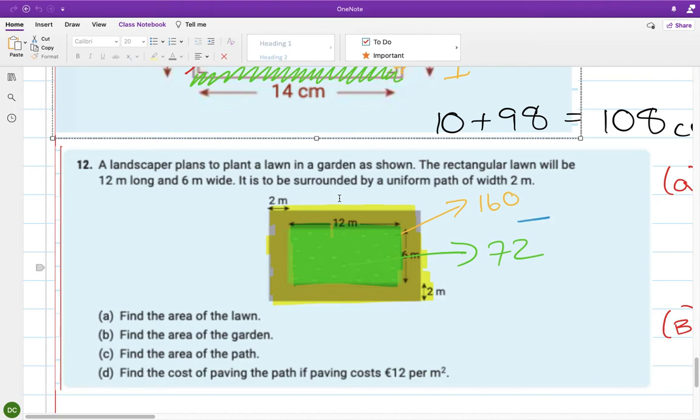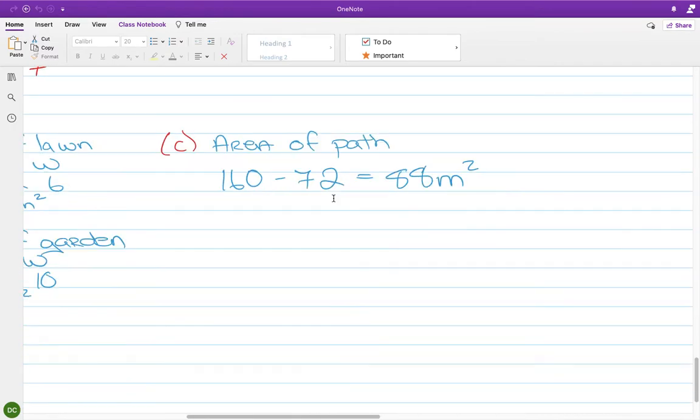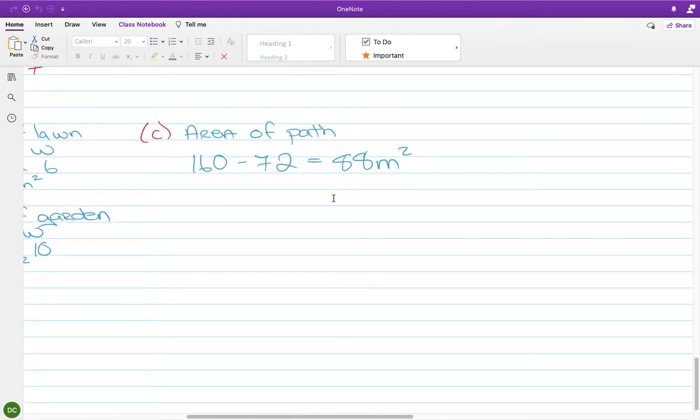So you have the total garden, which is the 160. Try and imagine taking a scissors and cutting out the 72 of the grass in the middle, and that would leave you with the frame, which is the path. So I think that's just a subtraction. So we just do 160 minus 72. So that's 88 meters squared. Sorry, I am doing this. There you go. 88 meters squared.